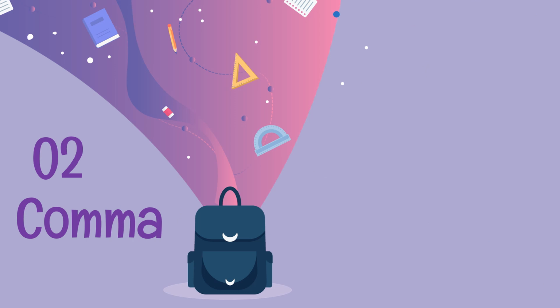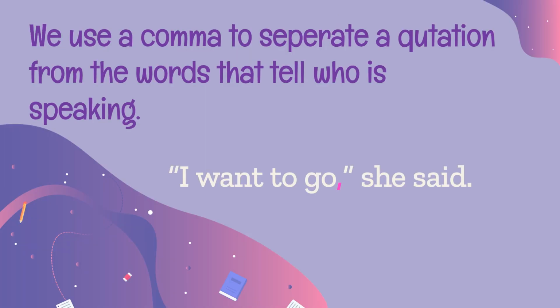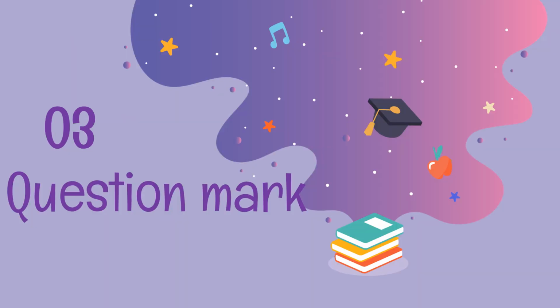Number 2 is the comma. When do we use a comma when we are quoting? We use a comma to separate a quotation from the words that tell who is speaking. Like, "I want to go," she said. See here, I put the quotation marks, and then I put the sentence inside the quotation marks, and before I end the quotation, I put the comma because here I end what she said and then I started with the other sentence.